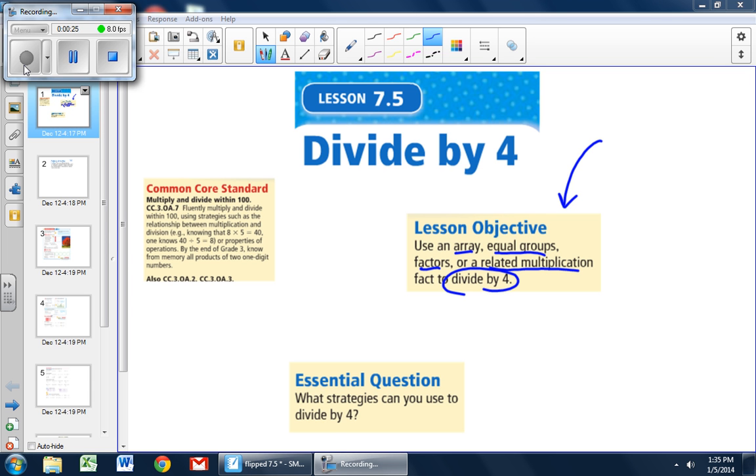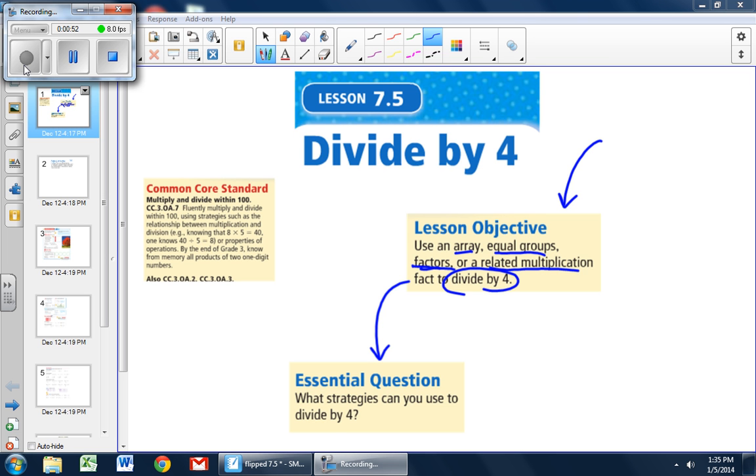So we've spent a lot of time making arrays. We've spent time learning how to do equal groups. Factors is something that we've learned about when we were doing multiplication, and you will use a lot in 4th grade also. And then on lesson 7.4, we talked about related facts and how they can help you to divide. So your essential question related to your lesson objective is, what strategies can you use to divide by 4?